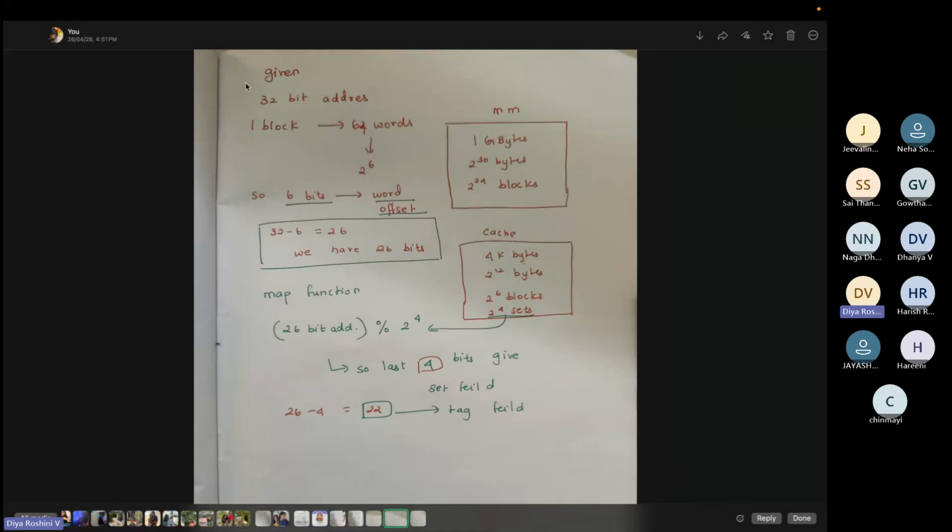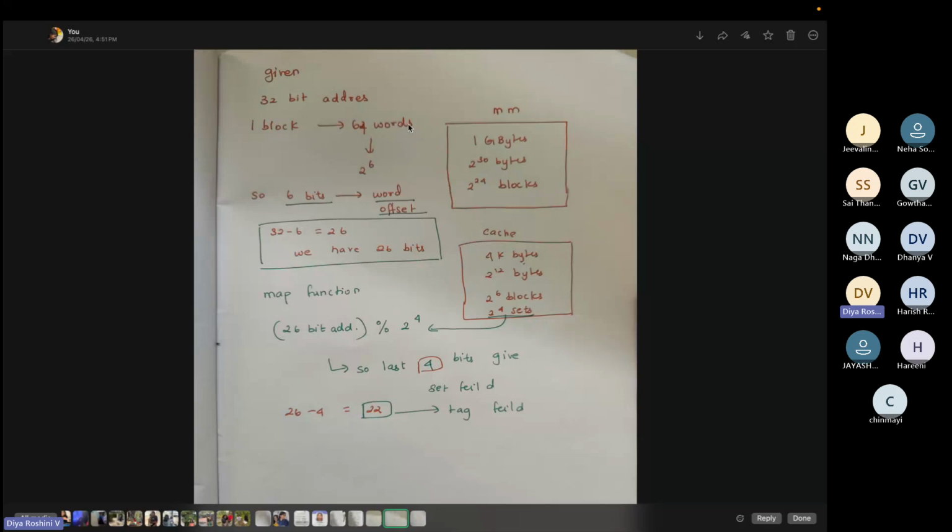This is a problem from Carl Hamacher. I have just written it clearly. What's given is a 32-bit address, and in my memory each block is going to consist of 64 words. That's my configuration, and I have a main memory of size 1 gigabyte. Giga is 2 power 30, so I have converted it to 2 power 30 bytes. They told 64 words, and here word and byte are the same. It was given in the question.